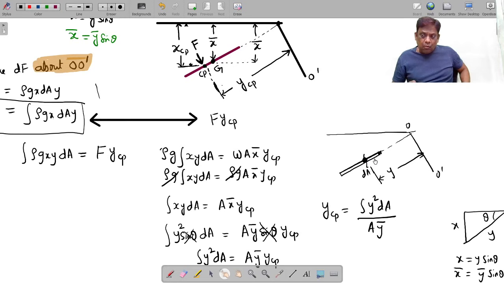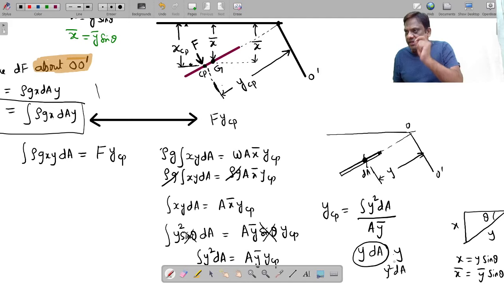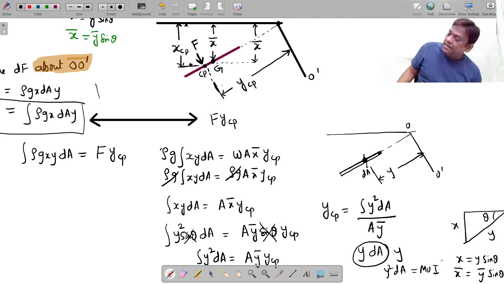What is the first moment of area? Area into y is the first moment of area. Now let us take the second moment of area. Again you take the moment, so it will be y into y. You are taking the moment of this area about this, so it will be dA into y. Take again the second moment, dA y into y, and this integral y square dA is known as second moment of area, and that is known as moment of inertia, which we will be studying in mechanics and SOM.